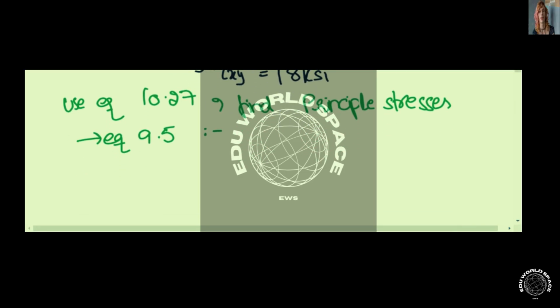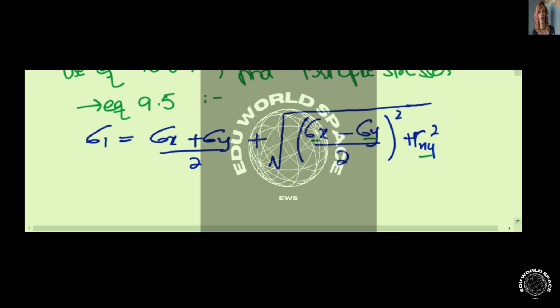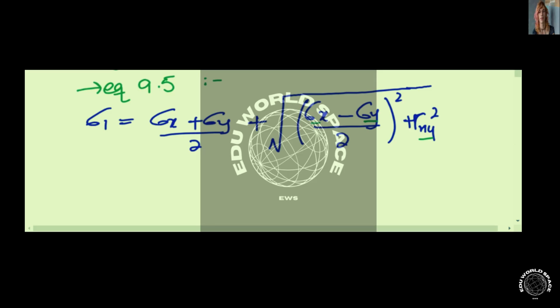Now, first of all, we would be finding sigma sub 1. The equation for sigma sub 1 is sigma sub x plus sigma sub y divided by 2, plus the square root of sigma sub x minus sigma sub y, whole square, divided by 2, plus tau sub xy square, right? Now you have the values for these variables, so just plug them in. I'm not going to plug them in because I just wrote them above. That is a very simple step.